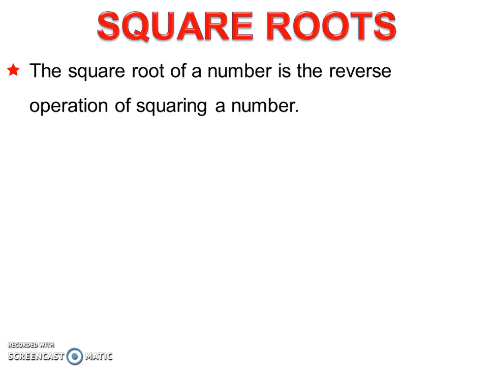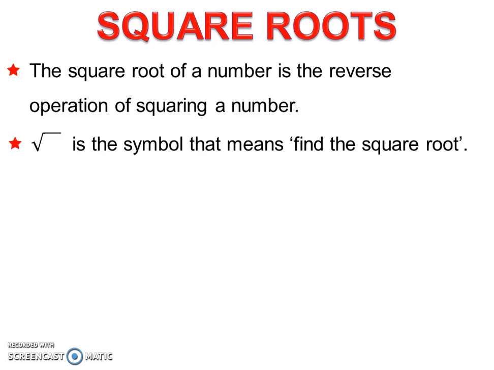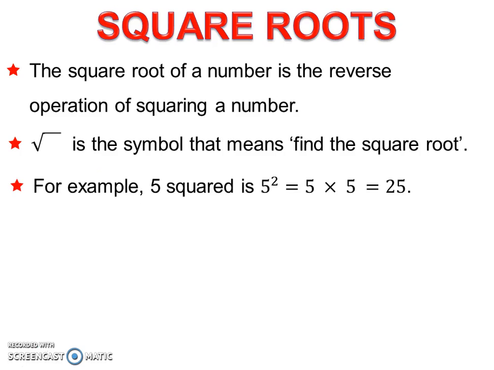Well, as it says here, the square root of a number is the reverse operation of squaring a number. So what does that mean? Well, first of all, we need to understand what the symbol is. The symbol that you see here, kind of like a tick, means find the square root of whatever number is underneath it. For example, if I've got 5 squared, we write 5 with the power of 2 above it. It means 5 times 5 is 25.